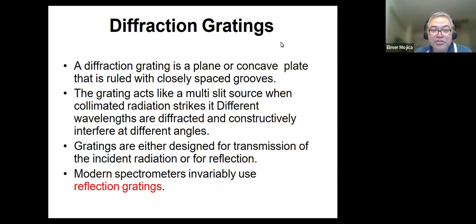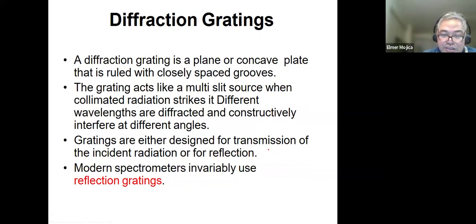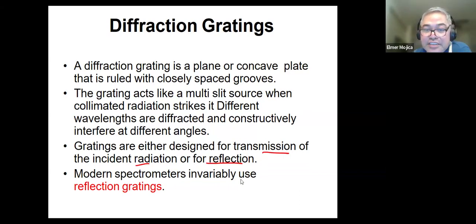If you look at these diffraction gratings, they are either designed for transmission of the incident light or reflection. And modern spectrometers invariably use the so-called reflection gratings. The spectroscopic gratings that we use are usually a replica of the so-called master gratings. Contemporary master gratings are ruled by a diamond ruling tool operated by a ruling engine.